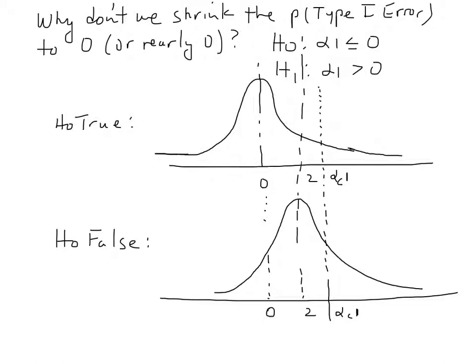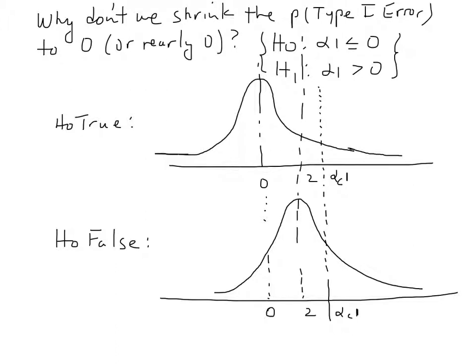Okay, in this particular clip, we want to address the question, why don't we just shrink the probability of a type 1 error to 0 or nearly 0? Okay, so I have a little setup here that we have to talk about. Number one, we're going back to a one-tailed test.